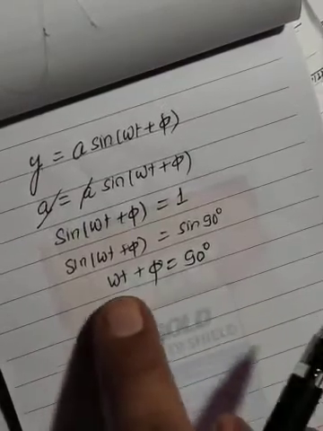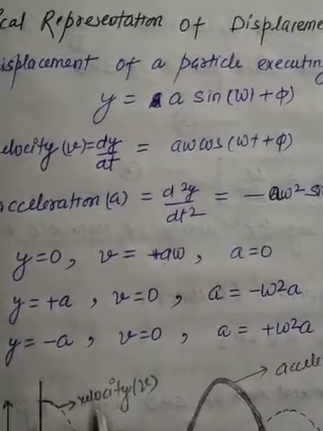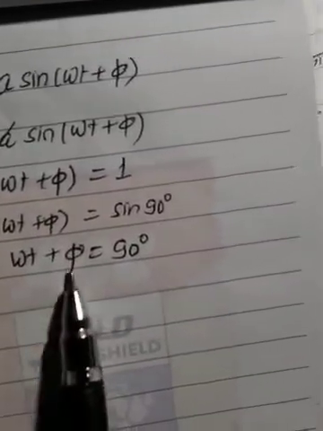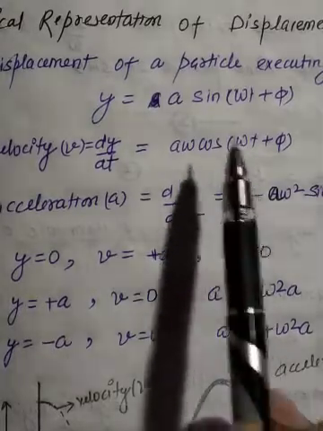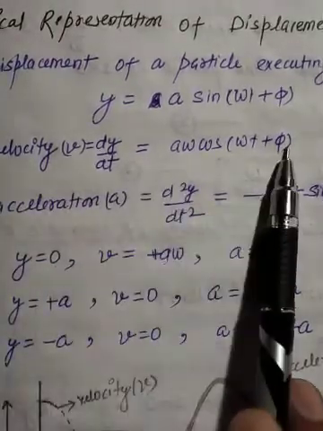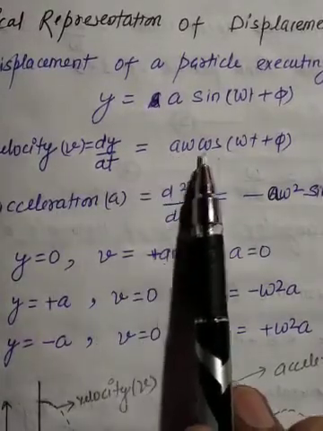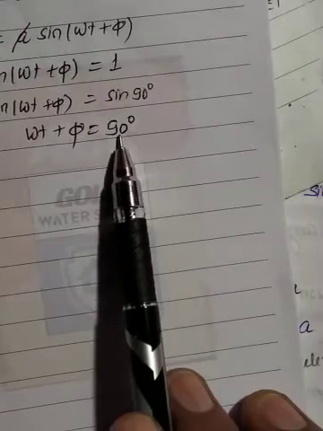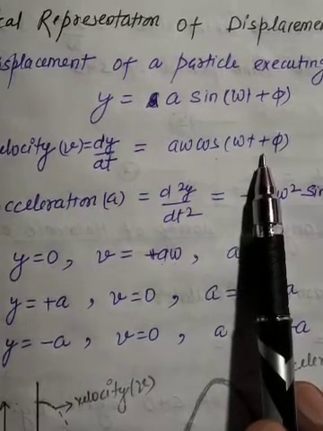Then put this result into the equations of velocity and acceleration and see the result. If y is equal to plus a, then this result will come, that omega t plus phi is equal to 90 degree. Then put this result into the equation of velocity. This equation gives me the velocity of that particle performing SHM. The velocity of the particle will become a omega cos omega t plus phi, and in this situation omega t plus phi is equal to 90 degree. So a omega cos 90, and cos 90 has value 0.